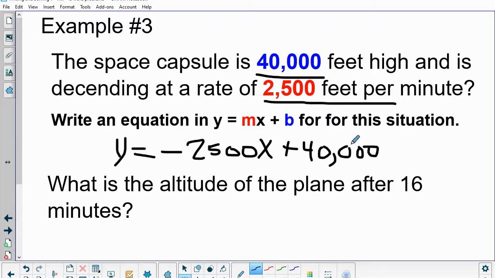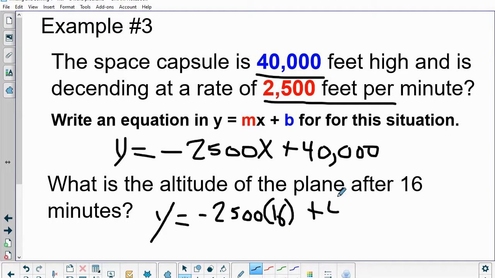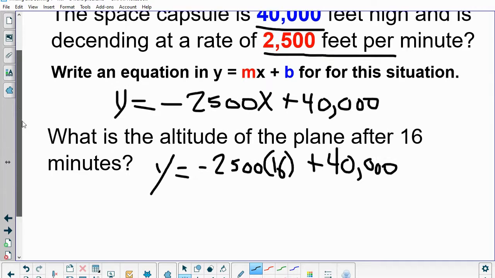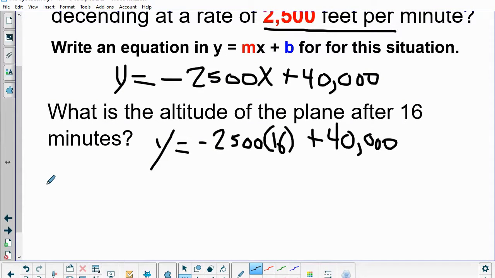So we recognize that as time goes on we're going to be dropping at 2,500 feet per minute. That means after a certain number of minutes, we are going to reach the ground. It says, what is the altitude of the plane after 16 minutes? So let's write this: y equals negative 2,500 times 16. And then we'll add 40,000 to the end of that, and that'll give us our number. So 2,500 times 16, what does that equal?